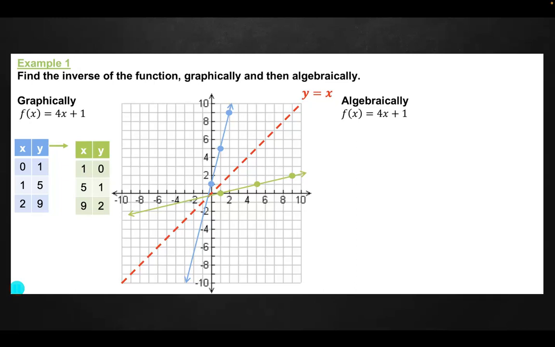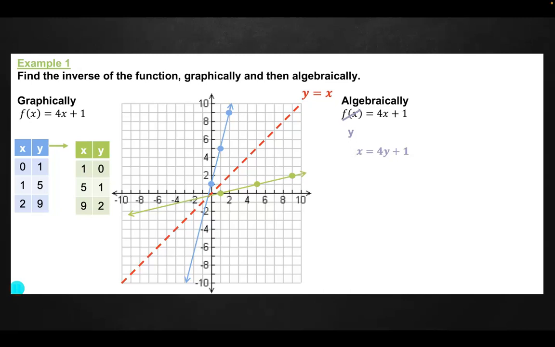So now we're going to take this same f of x function and find the inverse algebraically. Remember that f of x is technically the same thing as y. If I'm going to switch the positions of x and y, I'm just going to switch the variables. So where I had the y is now going to become an x, and wherever I had the x is now going to become the y.